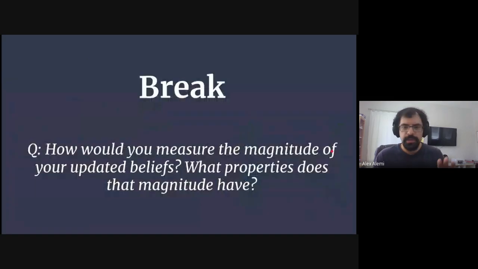So I want to take a break for a few minutes, but I want you to think about that. What properties should that update have? If you're just thinking about what you would want, if you wanted to assign a number to the magnitude of your belief update, what properties should that number, that function, have? And let's talk about it. Let's all take a break, concretely 5 minutes, and then we'll come back and keep going.